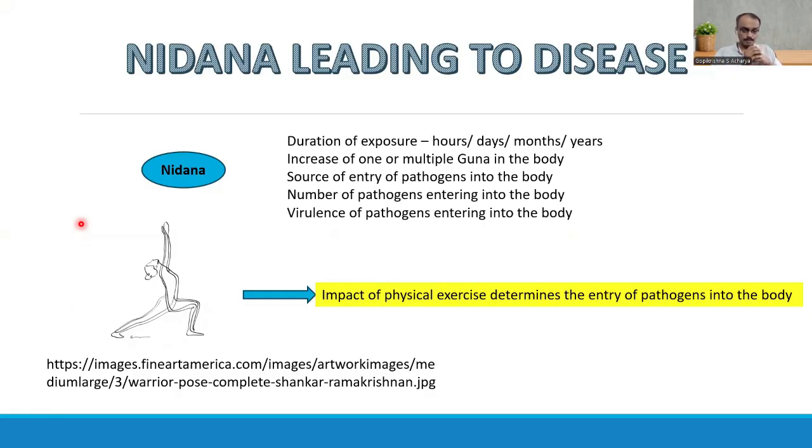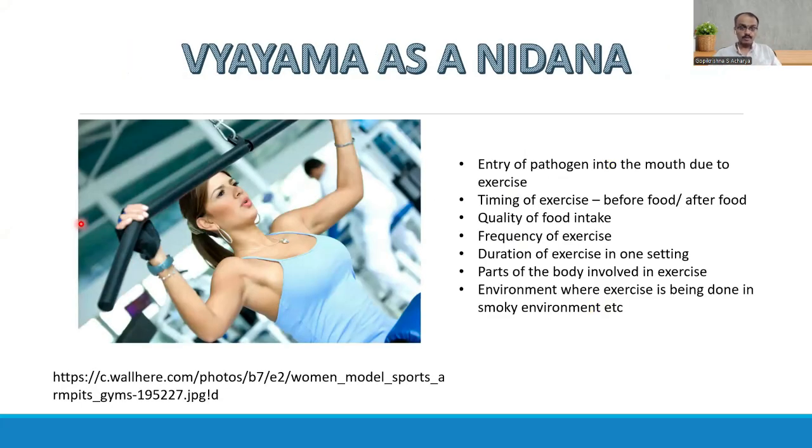Suppose the person is doing vyayama. The nature of vyayama, that is, the impact of physical exercise, also determines the entry of the pathogens into the body. For example, vyayama as a nidana. Here, when you see, the lady is taking breath through the mouth. In that situation, the pathogens may enter via the mouth. So the source of entry of the pathogens may be the mouth. In that situation, the alimentary canal or respiratory tract may be exposed to this particular type of nidana.